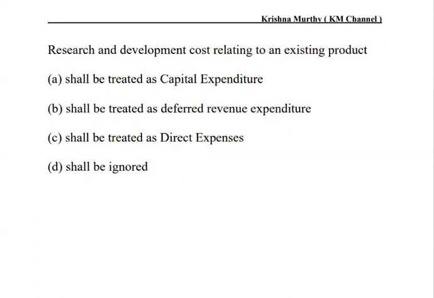Next one, research and development costs relating to an existing product. First option, shall be treated as capital expenditure. B, shall be treated as deferred revenue expenditure. Third one, shall be treated as direct expenses, and fourth option, shall be ignored. The right answer will be C, shall be treated as direct expenses.